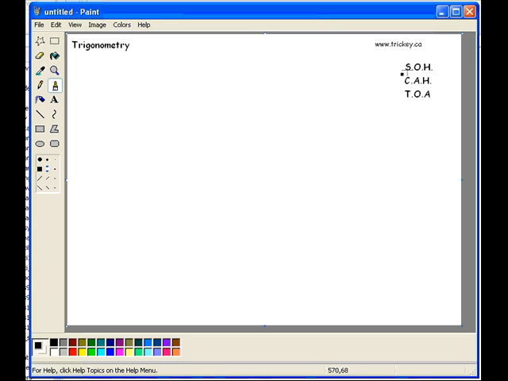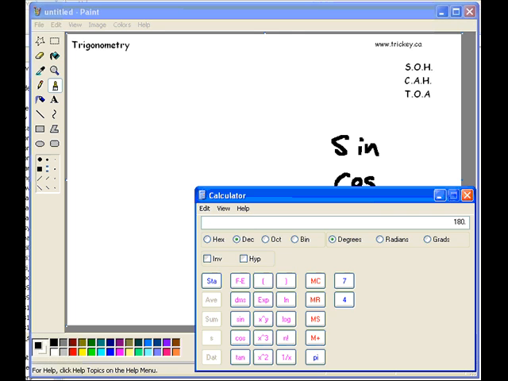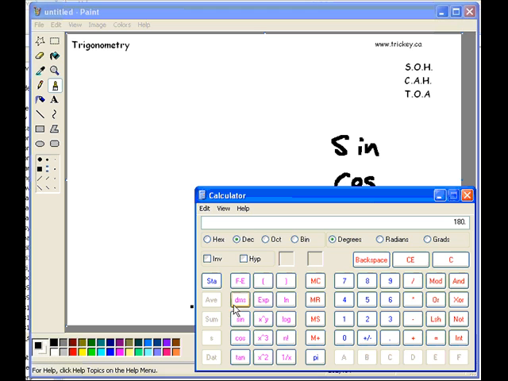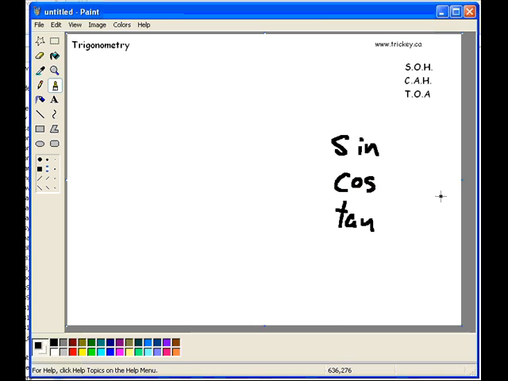What SOHCAHTOA stands for is there are three trigonometric functions. There are sine, cosine, and tangent. And you will see those on your scientific calculator. On the calculator on the computer, there they are right there, sine, cosine, and tan. Now, the way SOHCAHTOA works is that it's an abbreviation, an acronym for a formula.